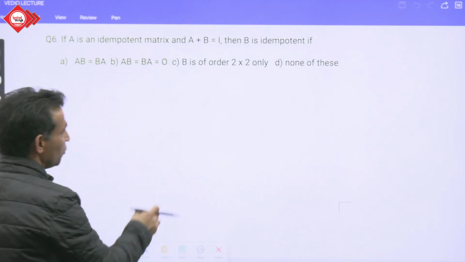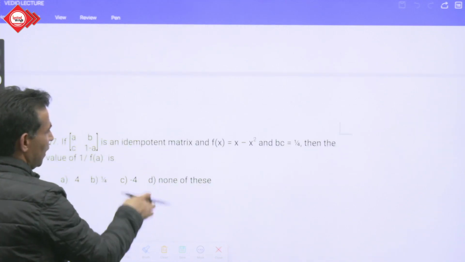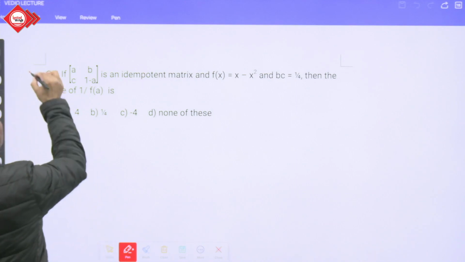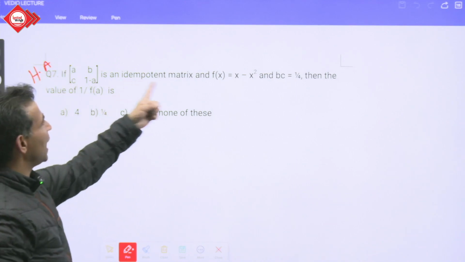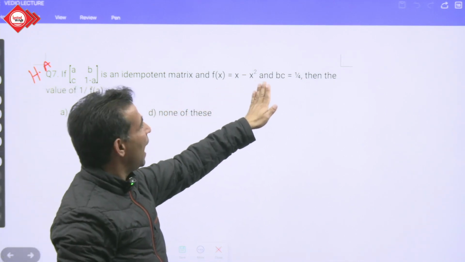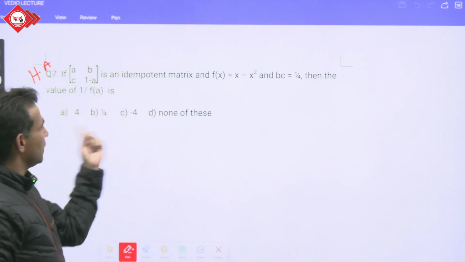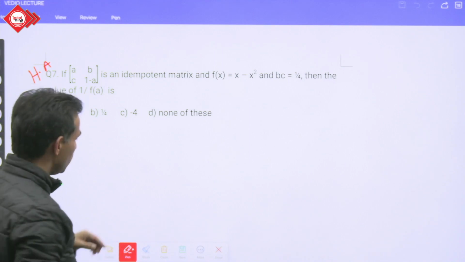Let us come to next one. And the next one is, let me give you this as home assignment. You will try it yourself. It is very simple. If this matrix is an idempotent matrix, and f of x is equal to x minus x square and BC equal to 1 by 4, then find the value of this. It's very simple. As a home assignment, you will try it yourself.